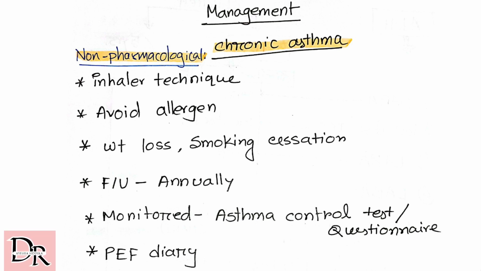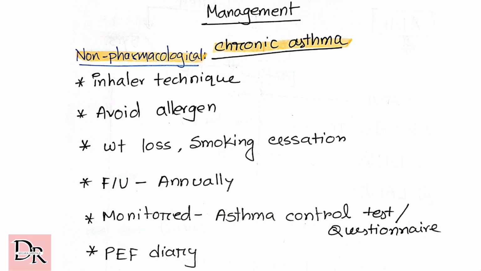Okay, then how will we monitor the patient? We'll monitor based on an asthma control test or questionnaire. And also we'll tell the patient to maintain a peak expiratory flow diary so that we can understand how much control of asthma he or she has.